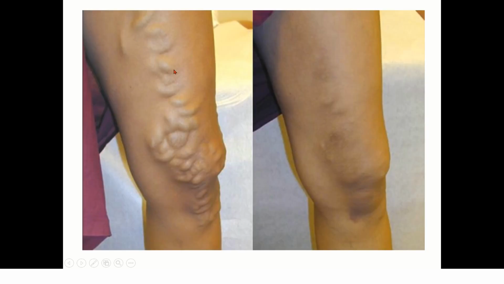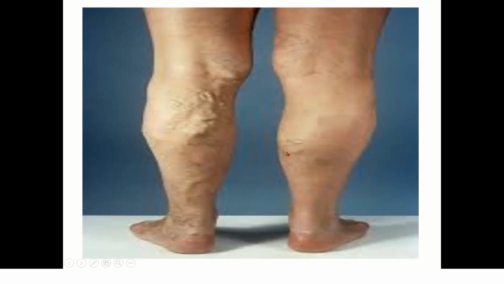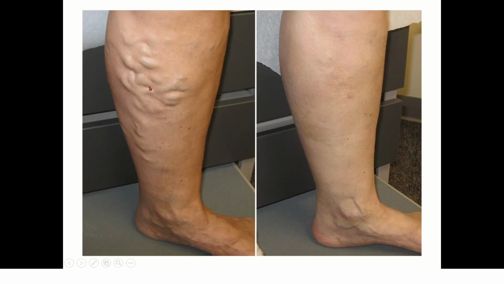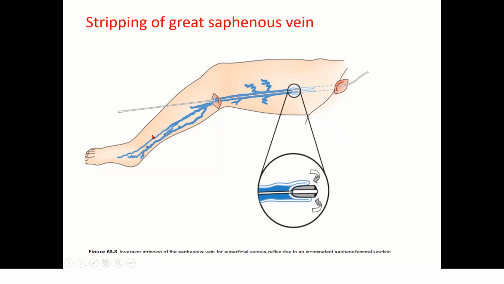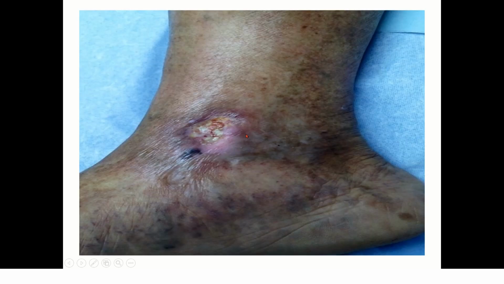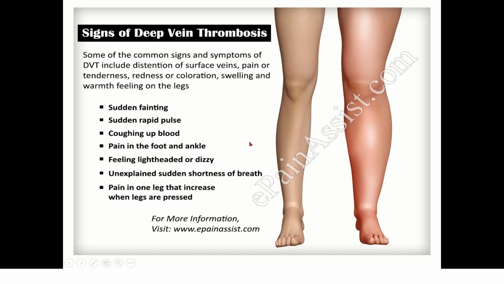You can see these are the varicose veins before surgery and after surgery. Short saphenous vein varicosities before surgery. You can see here again the varicosities in the medial aspect of the leg before surgery and after surgery. You can see here the stripping of the great saphenous vein being performed. So this is a venous ulcer. Deep vein thrombosis.